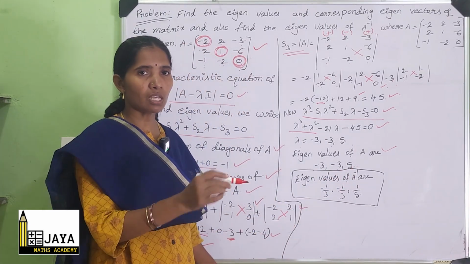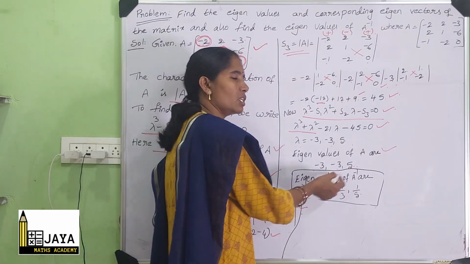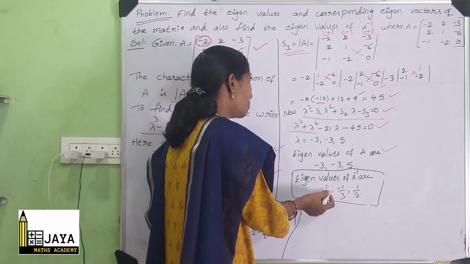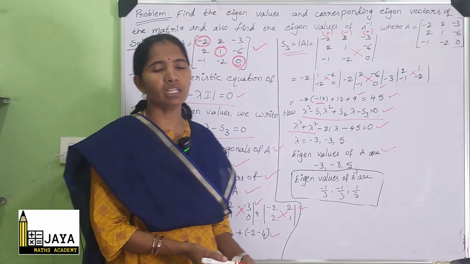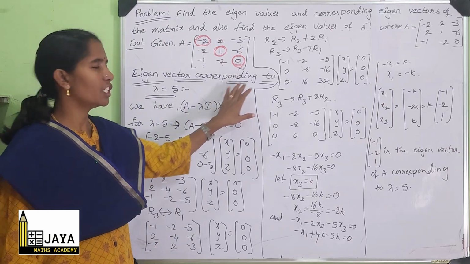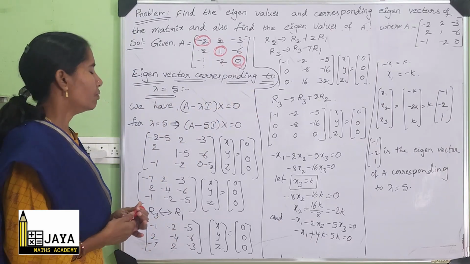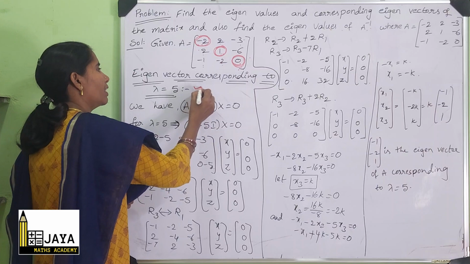The eigenvalues of A inverse are nothing but the reciprocals of these numbers. So -1/3, -1/3, 1/5 are the eigenvalues of A inverse. Now the eigenvector corresponding to lambda equal to 5. When lambda is equal to 5, we want to find the eigenvector.